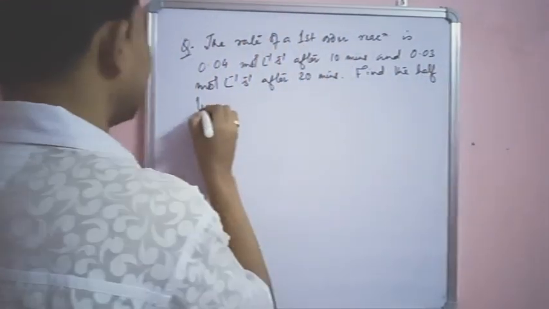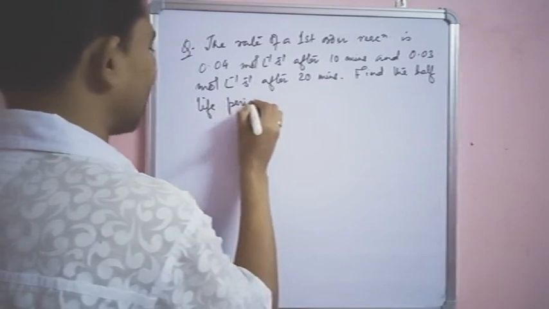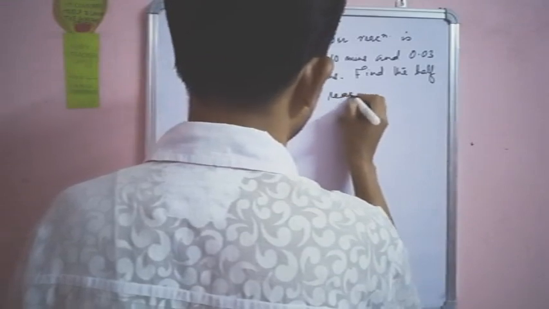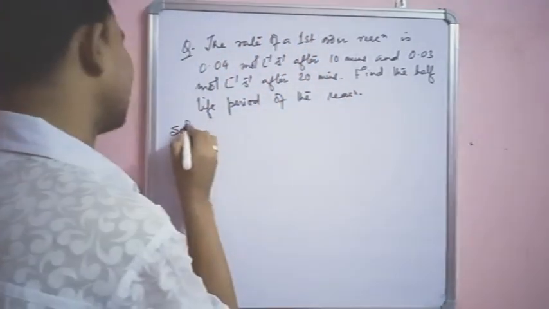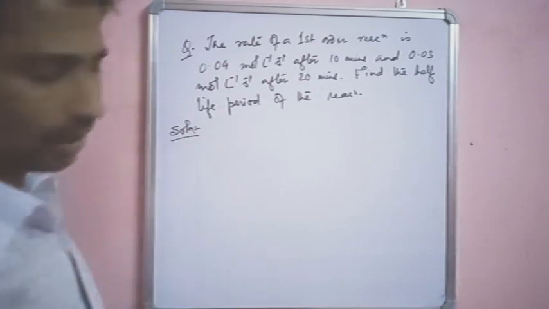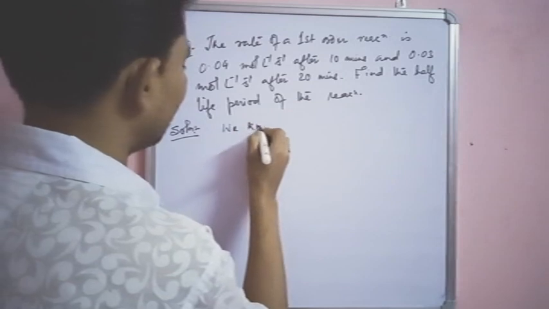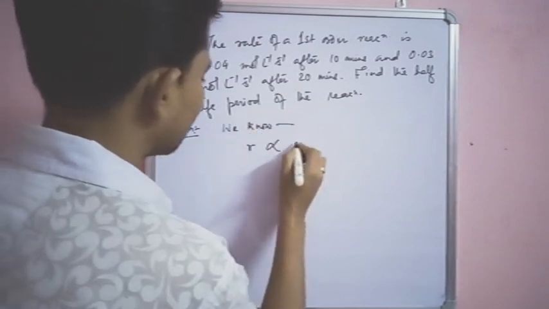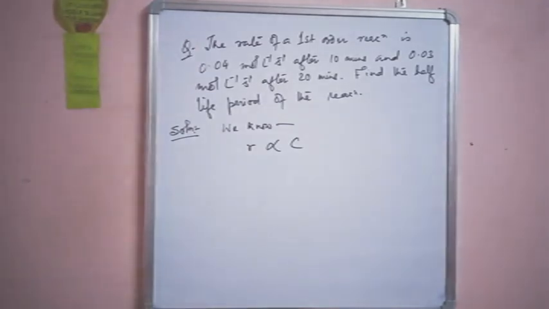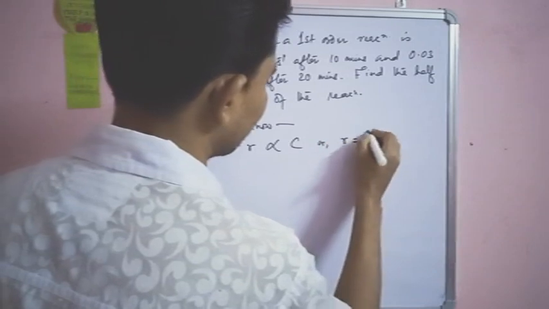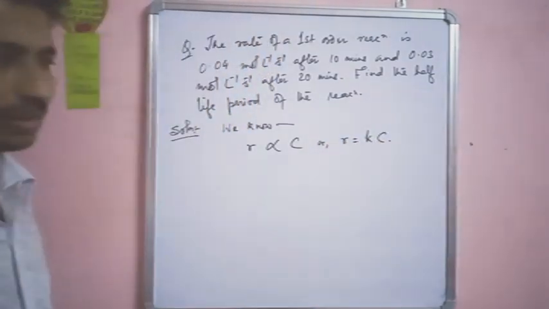So ध्यान से देखो how to solve these problems or how to approach this type of problem. Find the half life period of the reaction. Okay, so ये है question. तो इसका solution क्या होगा? We know that rate is proportional to concentration, or we can write rate is equal to K into concentration.